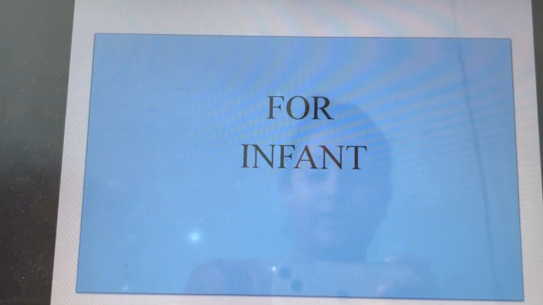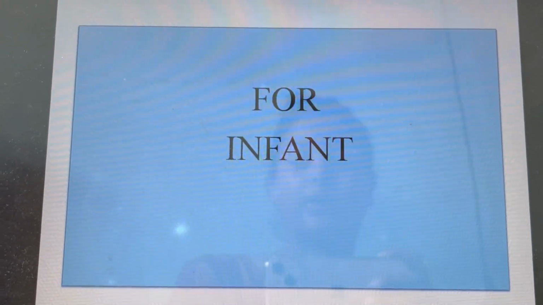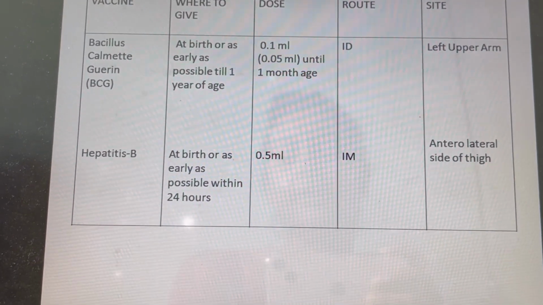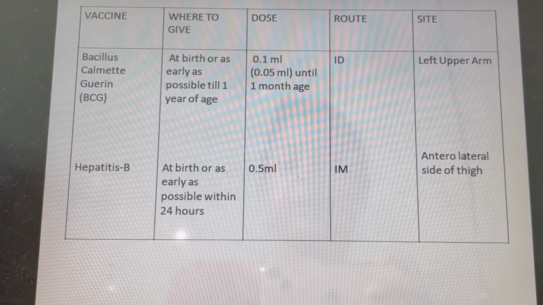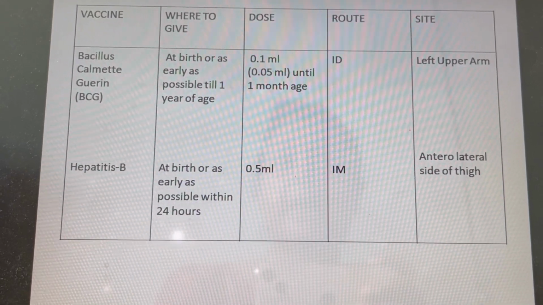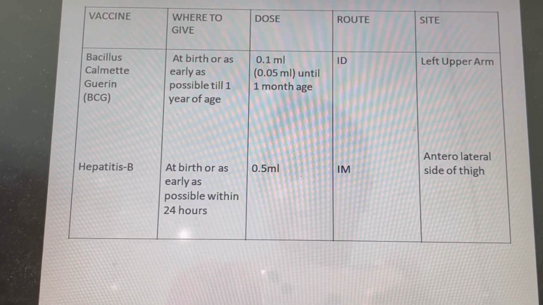Then for infants, today we are going to start with infants. So for infants, what are the vaccinations we can give? First one is Bacillus Calmette-Guerin, that means the BCG vaccine. We give the BCG vaccine at birth, meaning as soon as the baby is born, at that time only.